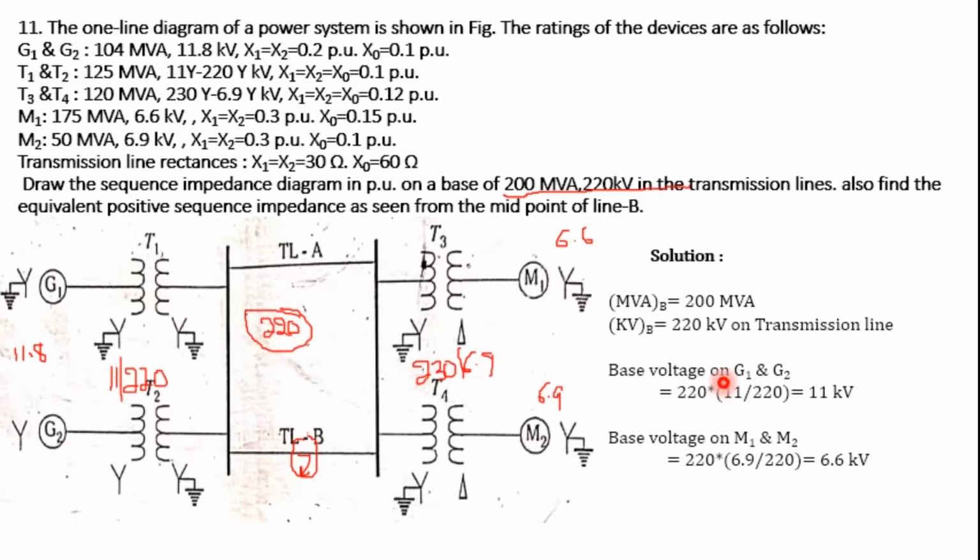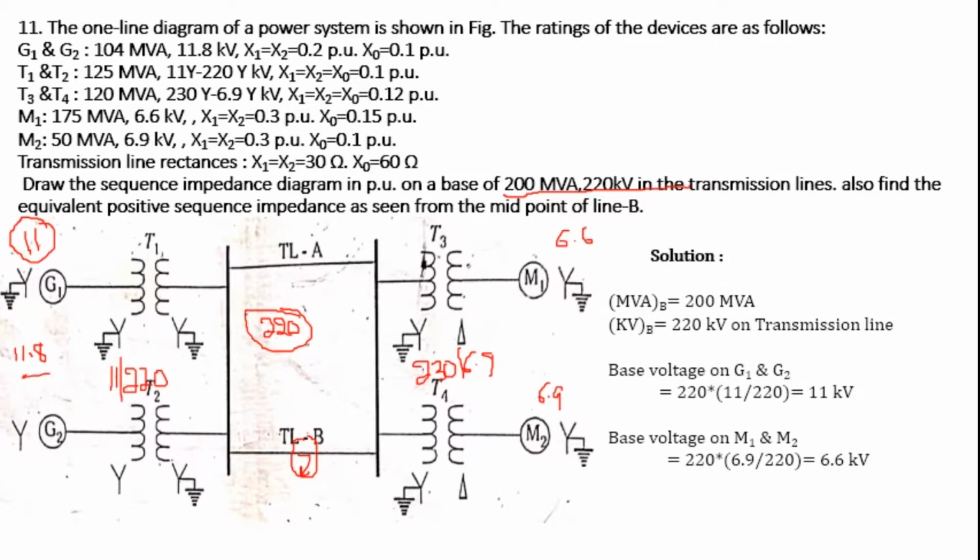We need to calculate the new value on the generators G1 and G2. This is 220 into the rating of the transformer, low voltage divided by high voltage. So 11 by 220 gives 11 kV. So 11 kV is the new value on generator G1, and these are the old values.